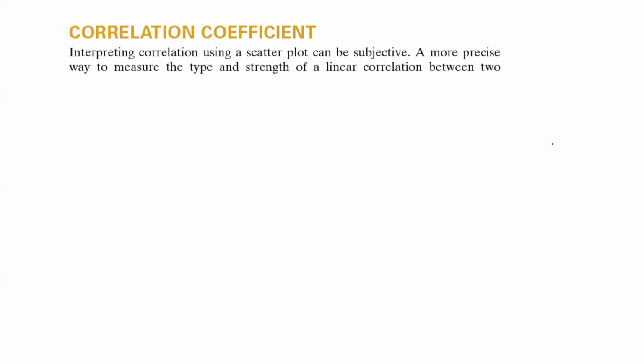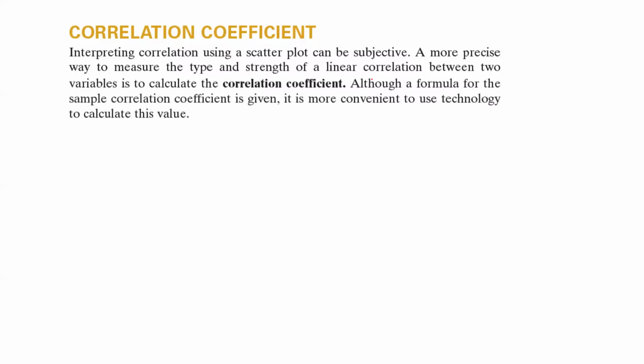What is the correlation coefficient? Interpreting correlation using a scatter plot can be subjective. As you saw, sometimes from the data, we don't get good information. Sometimes we need to collect more data. A more precise way to measure the type and strength of a linear correlation between two variables is to calculate what we call the correlation coefficient.